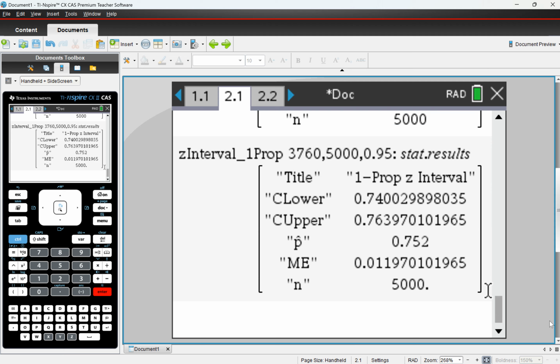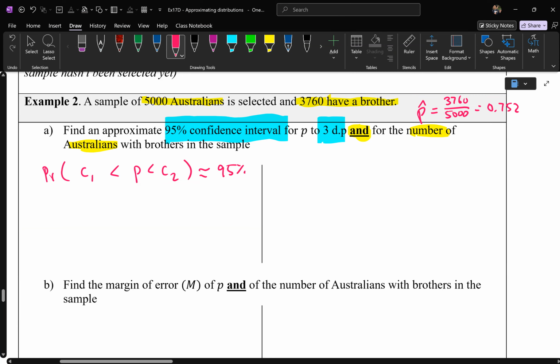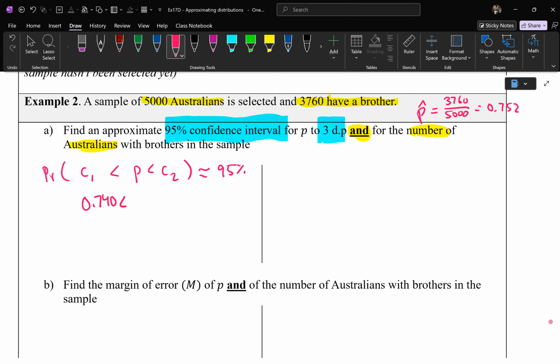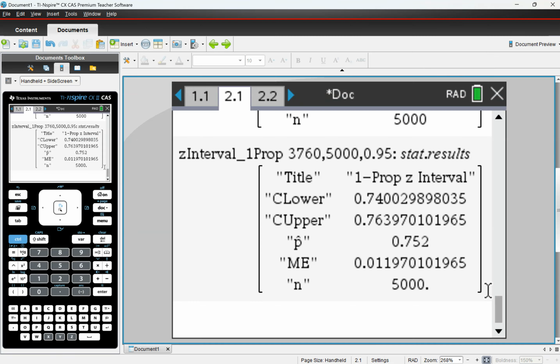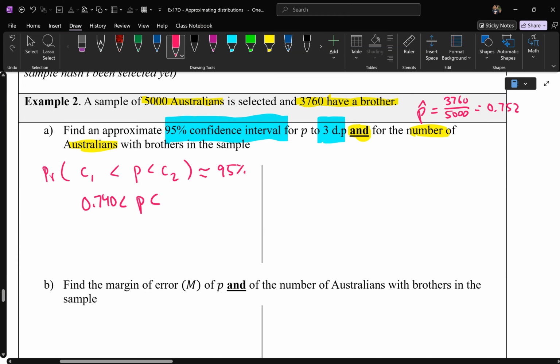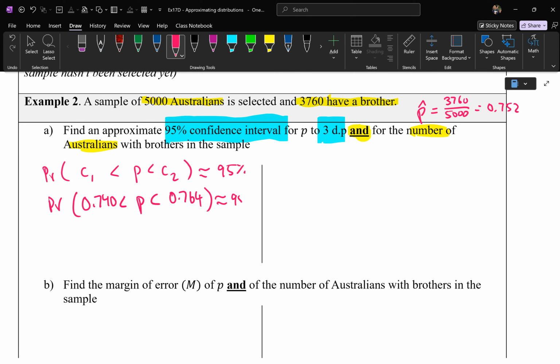What does this tell me? C1 is 0.740, since it said round to 3 decimal places. So C1 is 0.740 to, what's the other one? 0.763. 0.764, thank you, because there was a 9 at the end of it. Now that doesn't tell people much besides the proportion.